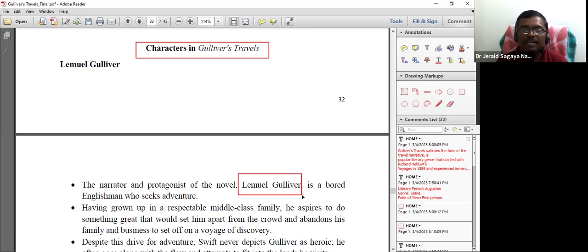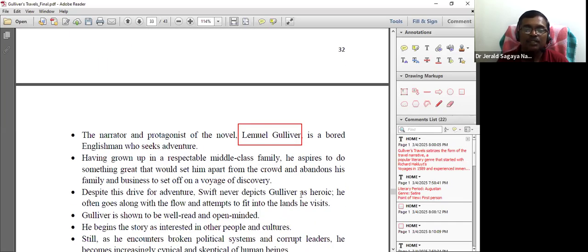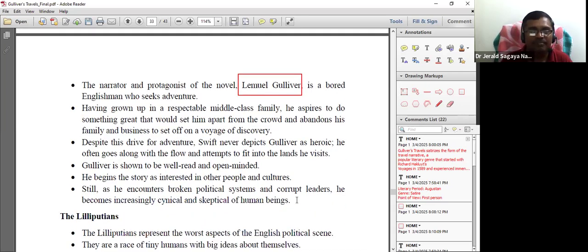He was a married man, from a middle class family, but he aspires to do something great in the world. Okay, so he abandons his family, abandons his business to go on an adventurous journey. He goes on an adventurous journey. And during his journey, he goes to 4 different places. All these places give him new experiences.